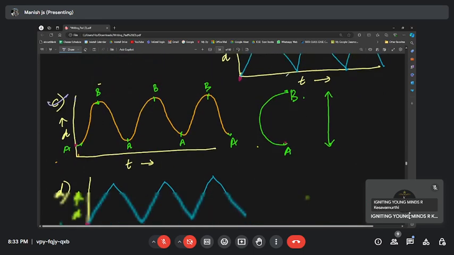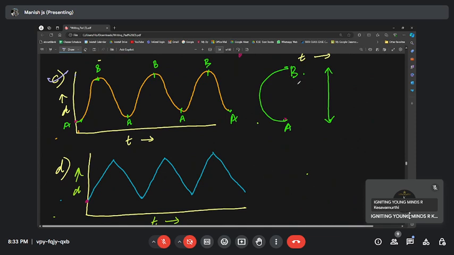Okay. Simple. So the distance x, what is given by the distance x?